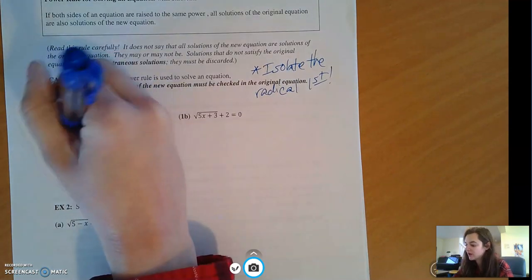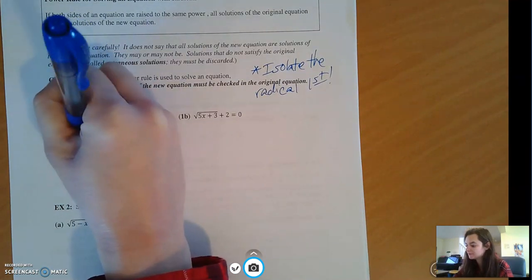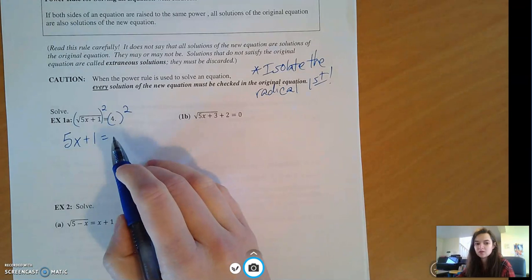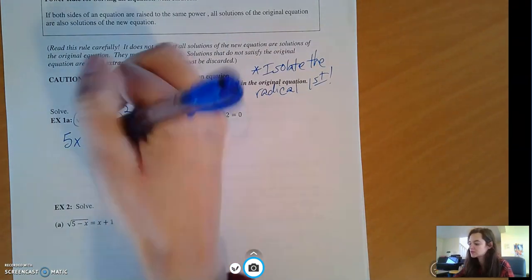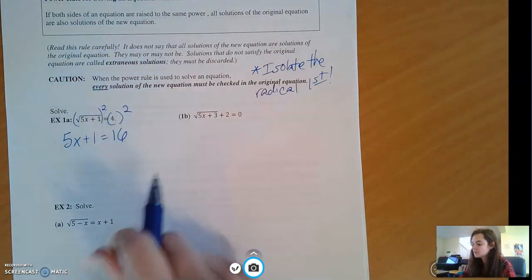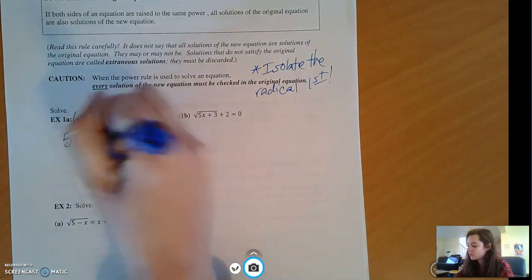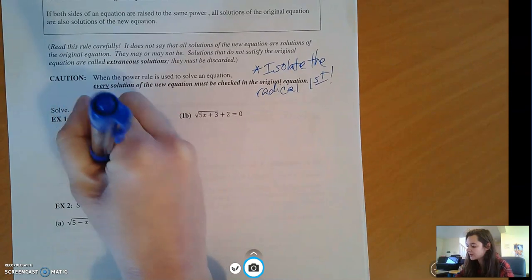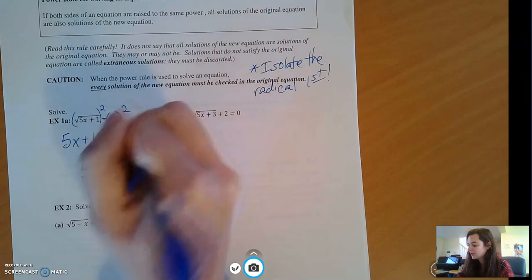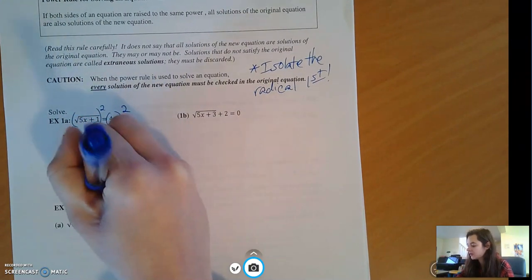You'll just be left with 5x plus 1 on the left side. On the right side, we do need to square it, so 4 squared is 16. And then it's basic equation solving from there. I'll subtract 1 from both sides and get 5x equals 15, and divide both sides by 5, and x equals 3.